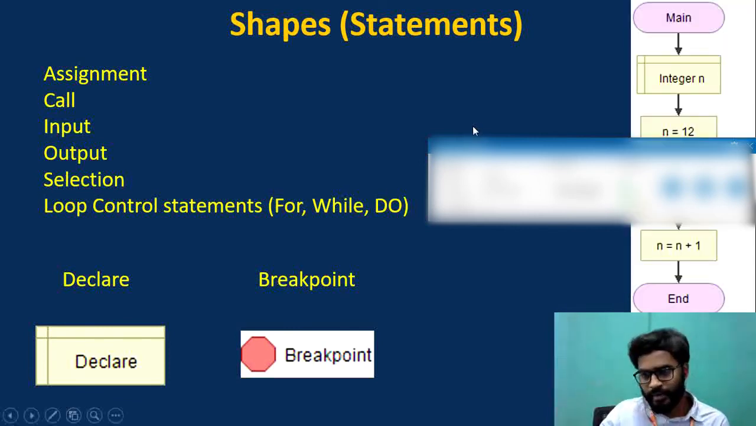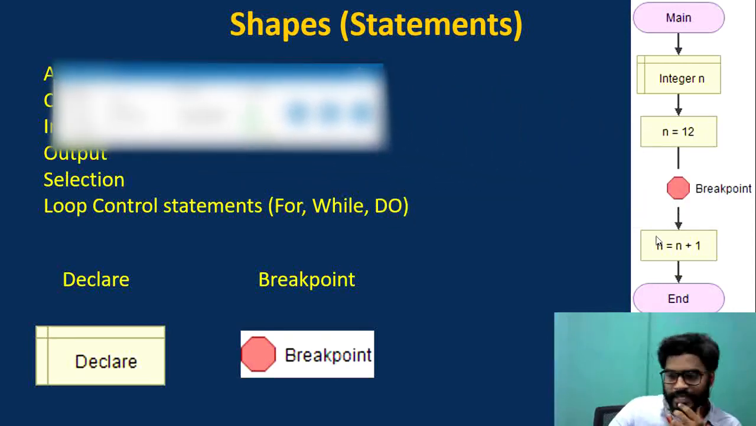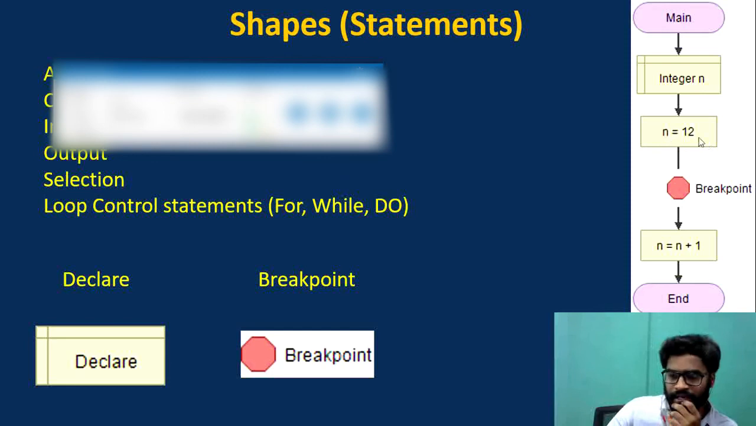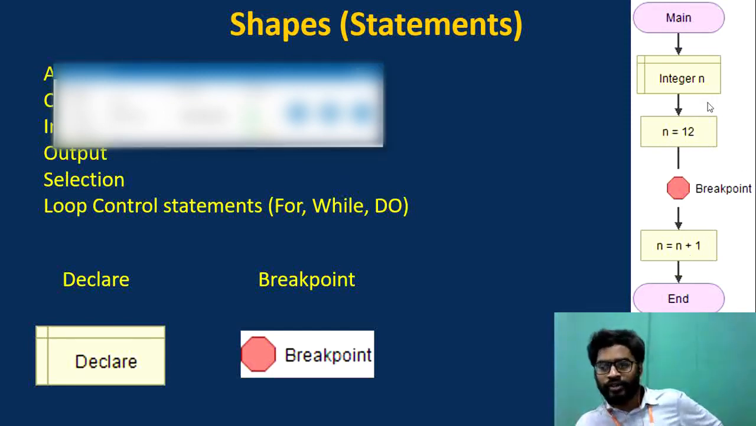So this is an example. Here I am inserting a breakpoint after the second statement. I have three statements in my program. Integer n is one, which is a declaration statement. This is an assignment statement. This is also an assignment statement. If I want to stop the execution of this program after the second statement, I can insert a breakpoint between the second statement and the third statement. So your execution will stop temporarily after the second statement, and then you can proceed after that.